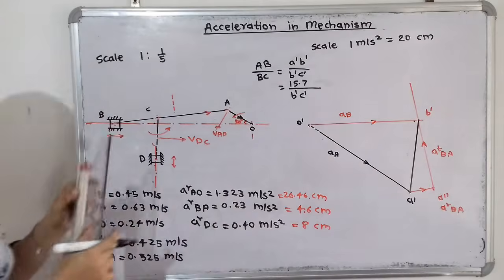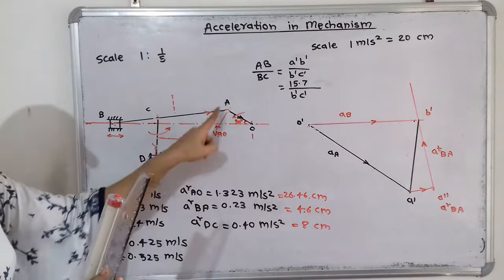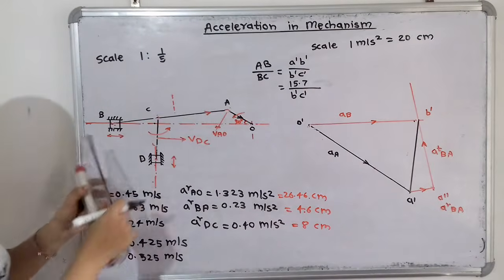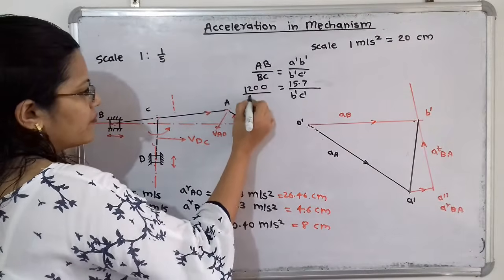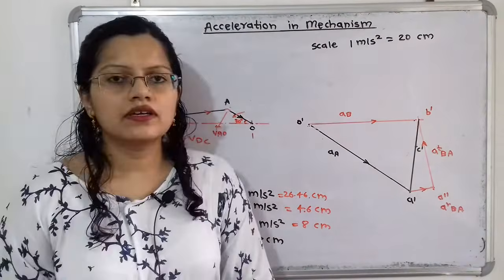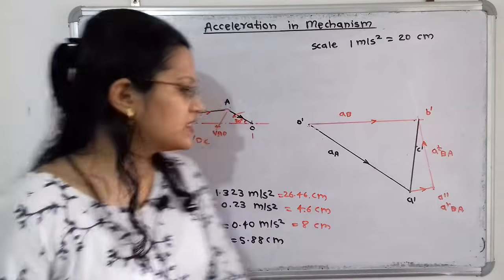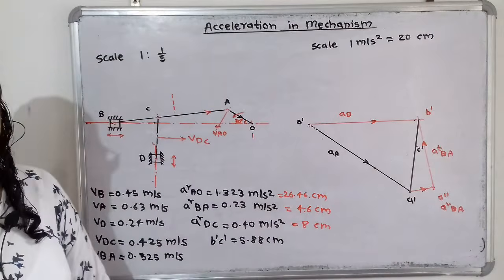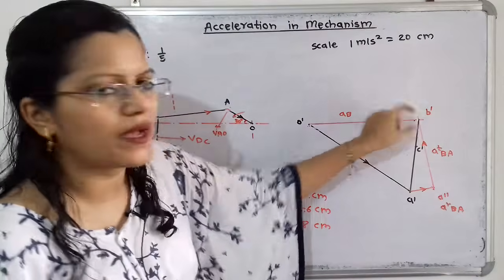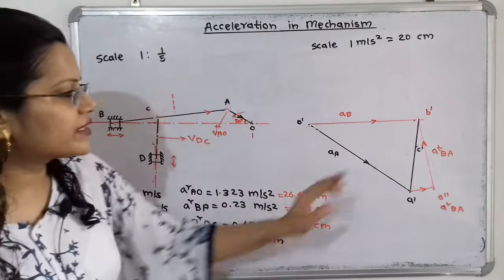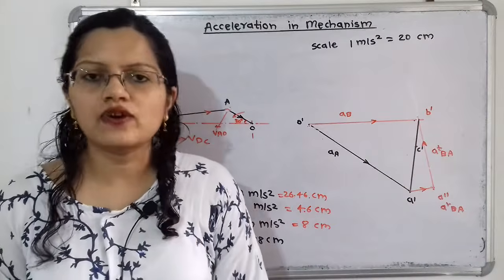So now we have to write what is distance AB and BC. So it is, we know that is 1200 divided by 450. This distance B dash C dash is 5.88 centimeter. So we have to plot here from B dash to C dash, that is 5.88 centimeter. So in this way this point C is getting located.